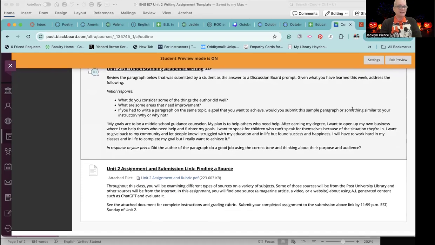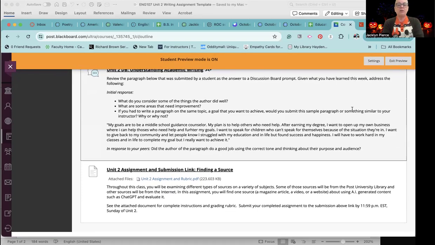So next is our first formal writing assignment. Throughout this class, you will be examining different types of sources on a variety of subjects. Some of those sources will be from the university library. Other sources will be from the internet. In this assignment, you're going to find a source. So you can use a magazine article, a video, or a website about using AI-generated content, such as ChatGPT. There are others, but that's probably the best known. And you're going to evaluate that article.